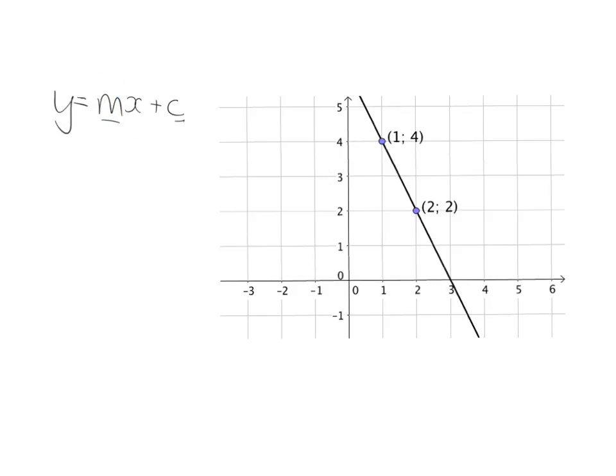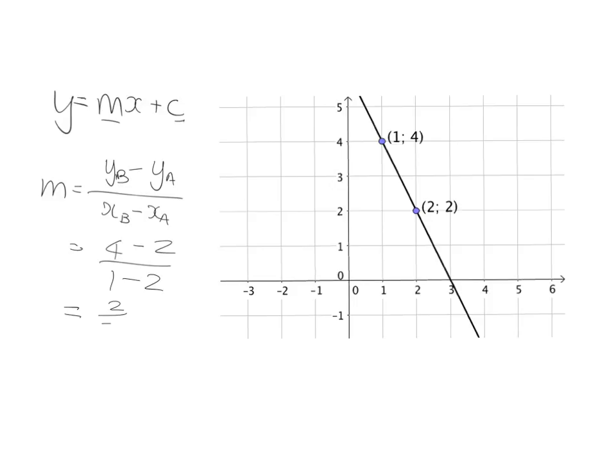You've had plenty of practice at this. You know how to work out the gradient of a straight line. The gradient of this straight line, or any straight line, is just the y difference over the x difference. Your gradient is always the change in y values over the change in x values. So here, the change in y values will be 4 minus 2, and the change in x values will be 1 minus 2. 4 minus 2 is 2, and 1 minus 2 is minus 1. So our m is minus 2.